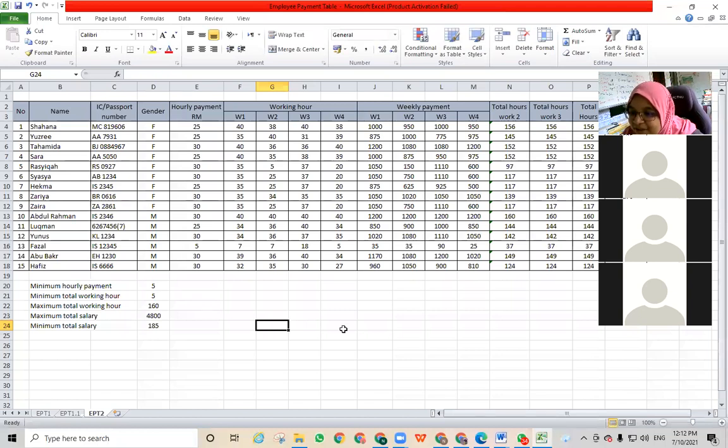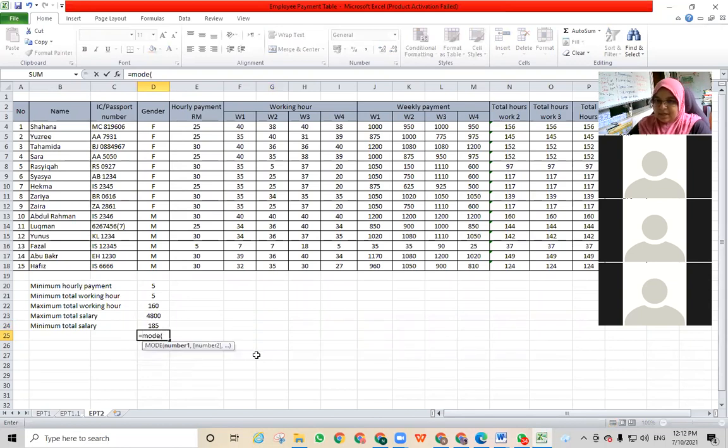Okay, mode is the number repeated the most. Median is the number in the middle. Okay, so let's try this. Equal to mode. Let's say 30, 30 are the numbers. Mode of hourly payment. Okay, so this is how you play around with another formula.